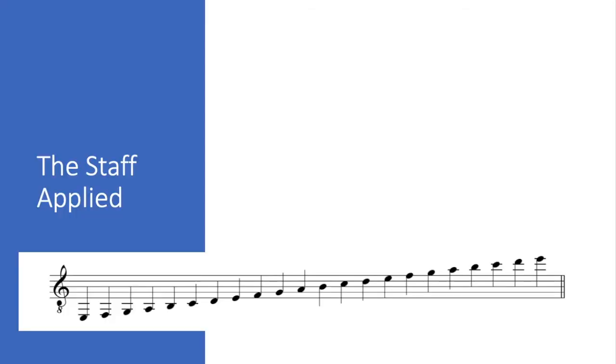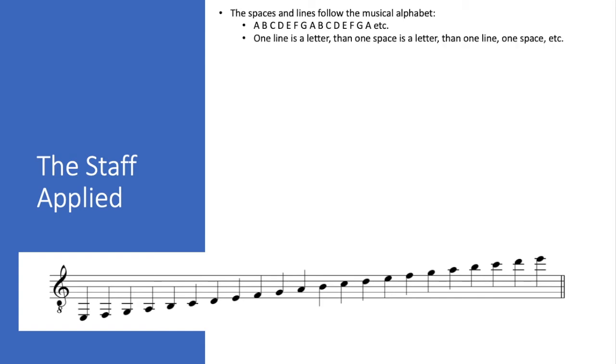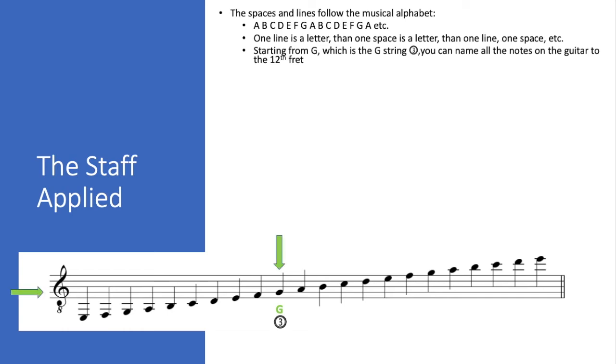Okay, let's apply this now to the staff and the notes that we play on the guitar. As mentioned earlier, the spaces and lines follow the musical alphabet. The musical alphabet again is A, B, C, D, E, F, G, and then it just repeats A, B, C, D, E, F, G. One line is a letter, and then one space is a letter, then one line, one space, as mentioned before. So, starting from G, which we determined from the G clef, which is the G string, the 3rd string on the guitar, you can name all the notes on the guitar up to the 12th fret.